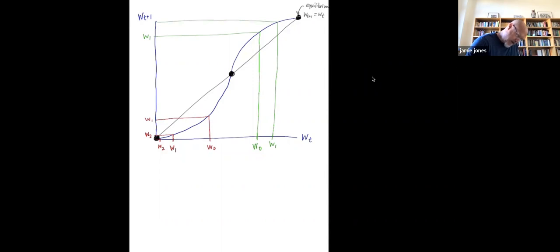And so our W2 will be here. So W2 is here. We go up, and you can see, oh yep, all the way to the function, not to the line of equality. We come over here, that's our W3.